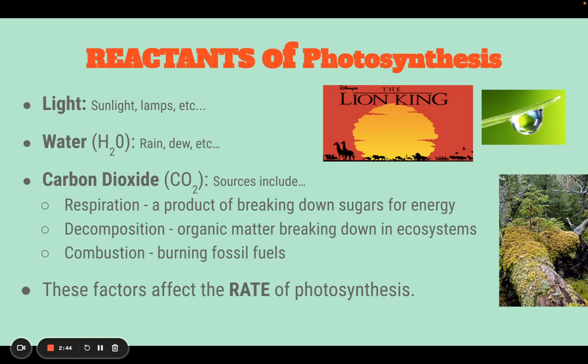Sources of carbon dioxide are respiration, which is a product of breaking down sugars for energy. So what animals use, we respirate carbon dioxide. Another one is decomposition, which is when organic matter is being broken down in ecosystems. And lastly, combustion, which is the burning of fossil fuels. So these factors, light, water, and carbon dioxide, affect the rate of photosynthesis.